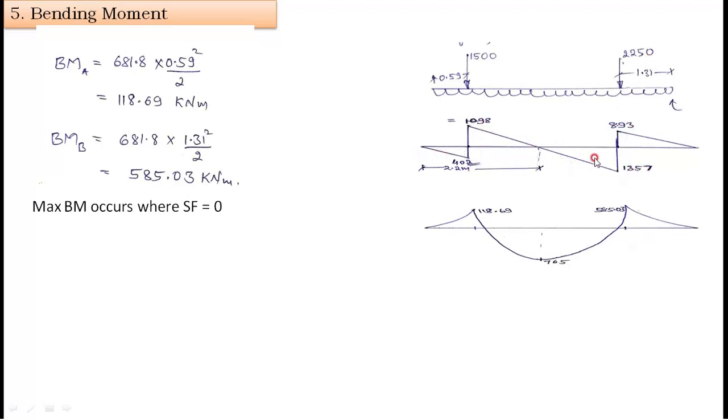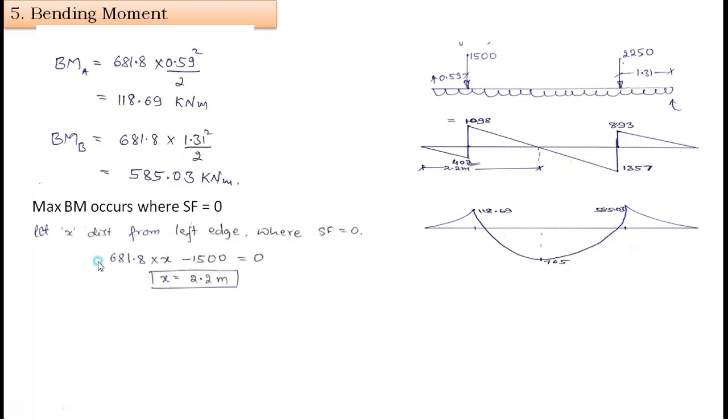Then you will join them in a straight line, because this is a UDL, so the shear force for UDL will be linear. You will join them. Then we will hold this point. This point is situated somewhere here. I will call this point, from here to here, an X point, the X distance from the left end. At that point I will determine the shear force and equate it to 0.